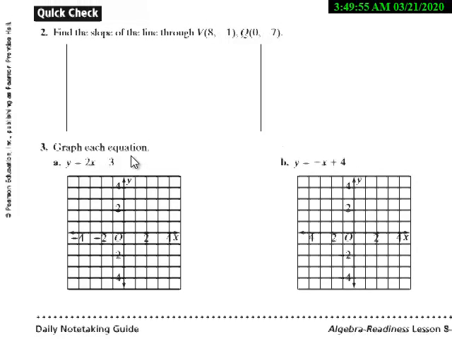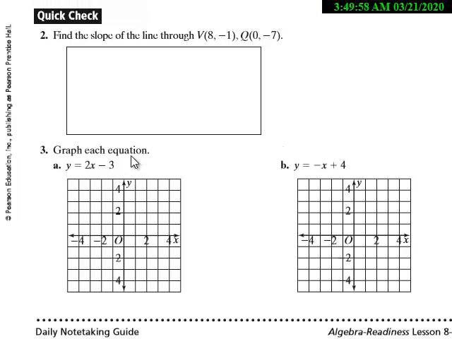We reach the last part of our lesson, which is graphing the equation by using the given form, the y-intercept form. The first one, which is a, y equals 2x minus 3. The second one is b, y equals negative x plus 4. The first one, we have to highlight 2 things.